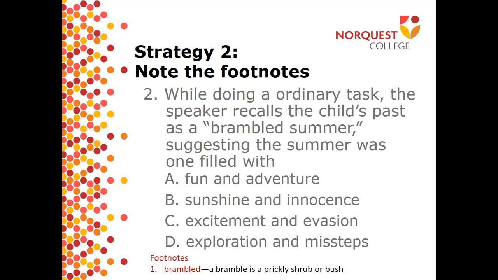While doing an ordinary task, the speaker recalls the child's past as a brambled summer, suggesting the summer was one filled with A, fun and adventure, B, sunshine and innocence, C, excitement and evasion, and D, exploration and missteps. And now I have the footnote brambled, which says that it's a prickly shrub. And when I understand that a prickly shrub would hurt if it caught on my skin, then I would understand that I was looking for an answer that had some level of hurt to it.